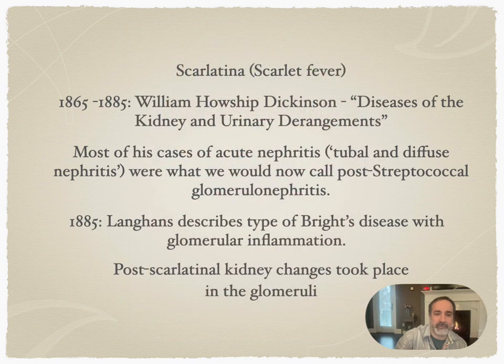The effects of scarlet fever were linked to the kidney by William Howship Dickinson as early as 1865 in his work, Diseases of the Kidney and Urinary Derangements. Most of these cases of acute nephritis were what would now be known as post-streptococcal glomerulonephritis. By 1885, Langhans describes a type of Bright's disease with glomerular inflammation. He describes the post-scarlatinal kidney changes as taking place in the glomeruli. And he does so using the microscope.